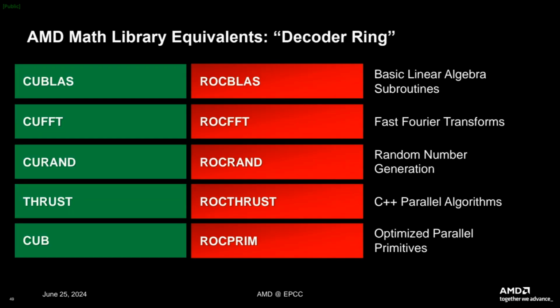ROC calls, I mean. So yeah, we have many options for libraries, like rocBLAS would be a drop-in replacement for cuBLAS. We have fast Fourier transforms with rocFFT, rocThrust, and then others as well.